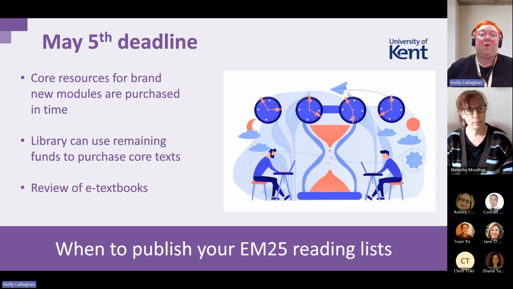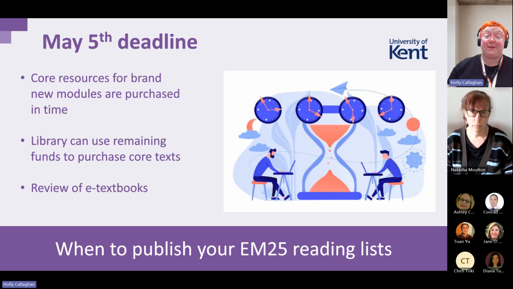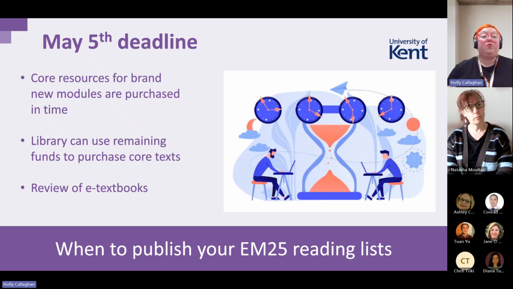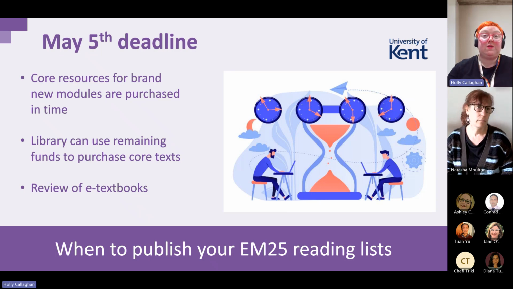And just to clarify what I mean by that is we're prioritising those brand new modules which have brand new content. So things like ebooks, books, journals, DVDs, resources that we currently do not have in the library or do not have enough copies of in the library. We would prioritise those reading lists to be sent to us by May the 5th to make sure that we can process those in time for the autumn term.